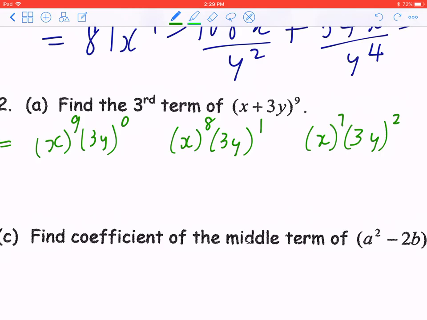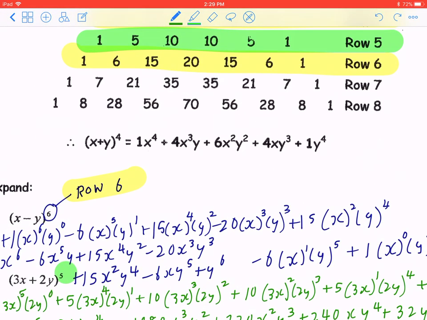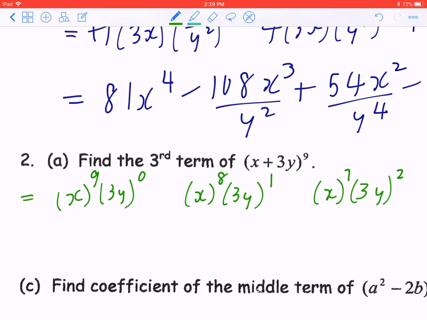Again, the exponent is 9, so you're going to focus on row number 9. And notice we don't have it here, which is fine. Let's write this out: 1, 9, 36, 84. And again, you just need the first three numbers, 1, 9, and 36. So you go back and you write down 1, 9, and 36.